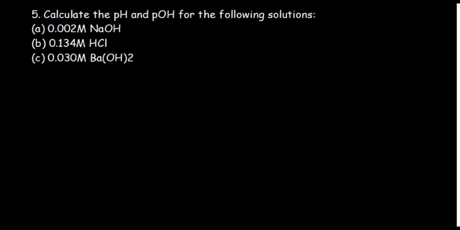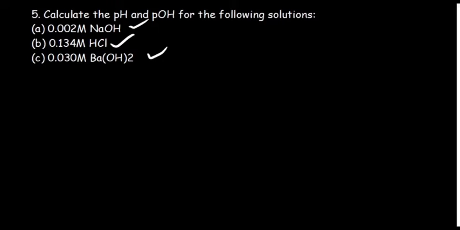Question 5 is a bit different. Calculate the pH and the pOH for the following solutions. If you look at the first part of the question, that is a strong base. Strong acids and strong bases dissociate completely, meaning that the sodium hydroxide is broken down into its ions completely. So how do you calculate the pH?